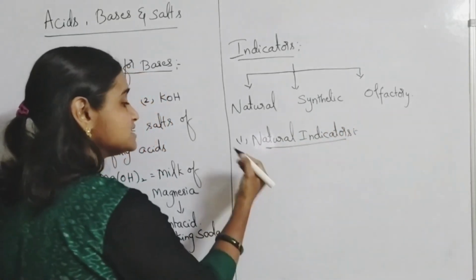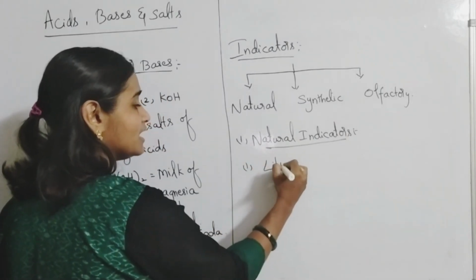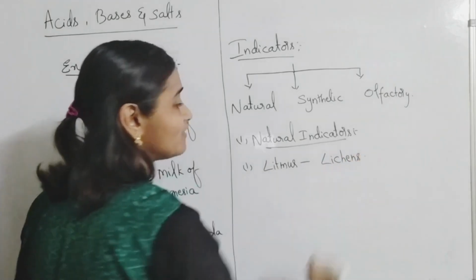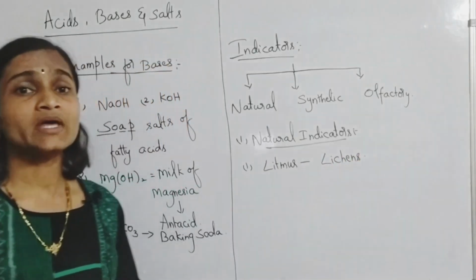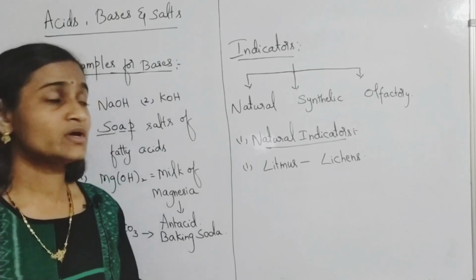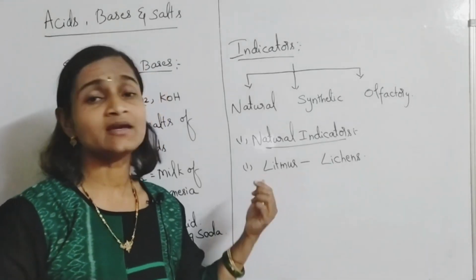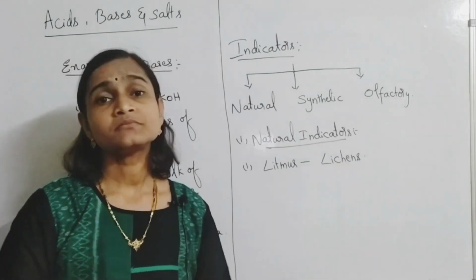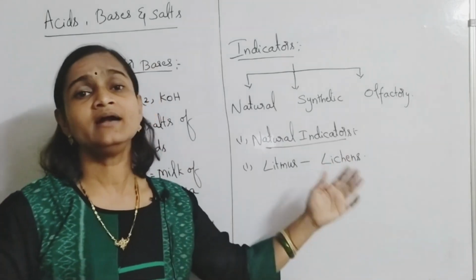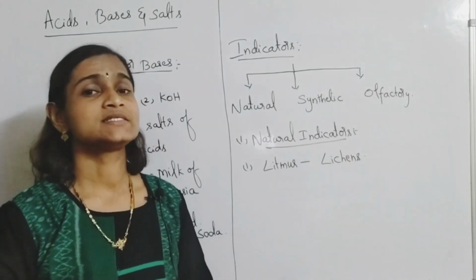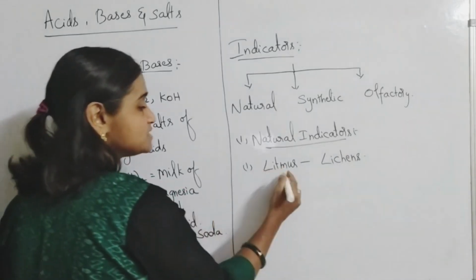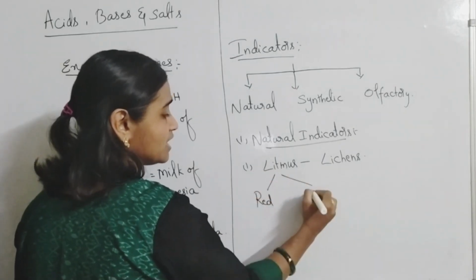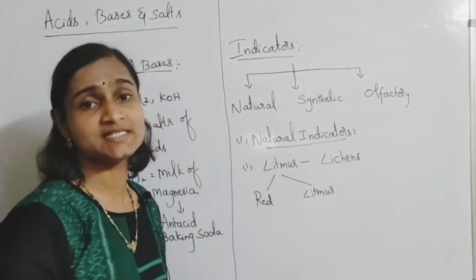Like you can take first and best example is litmus. Litmus papers are obtained from lichens. Now you all have learnt about lichens in biology. Lichens are symbiotic plants from which you can extract litmus solution or litmus papers. You can prepare it from a thallophytic symbiotic plant which is called lichens. And these litmus papers have two types, red and blue litmus papers. You all know about this. You were learning about this from class 7 itself, isn't it?